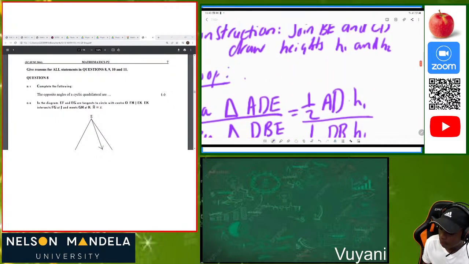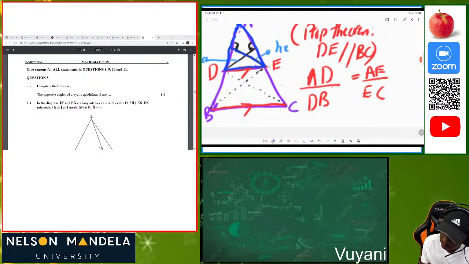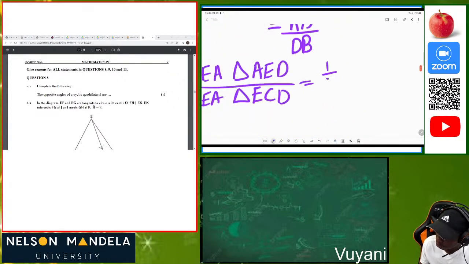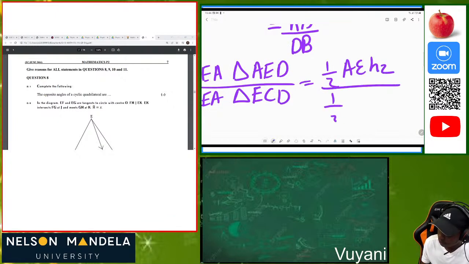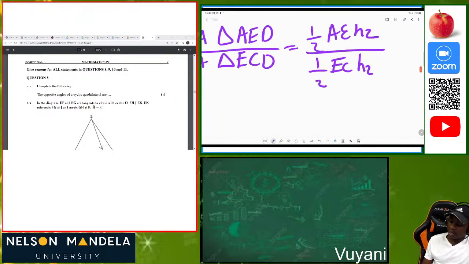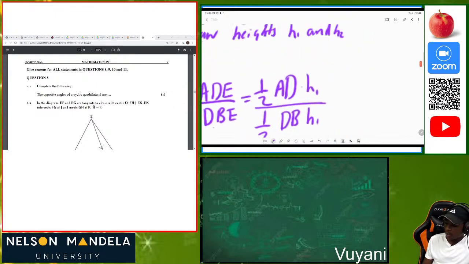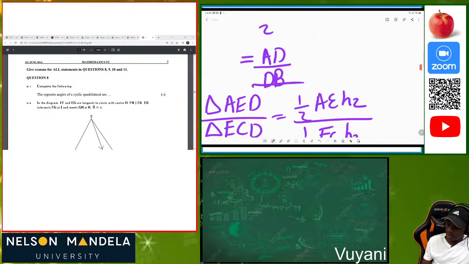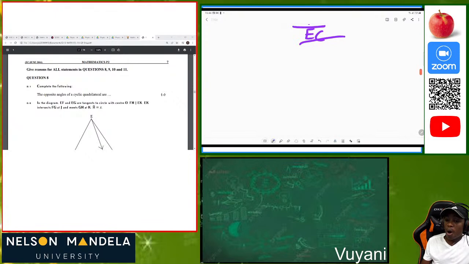So again, what is our base of triangle AED? The base is this one. So the area will be 1 over 2 base, which is AE, times our height H1, divided by 1 over 2 base, which is EC, times our height, which is H2. And these are the same, and we'll end up having AE over EC. Do you see something? They're already equal. This is equivalent to this one.